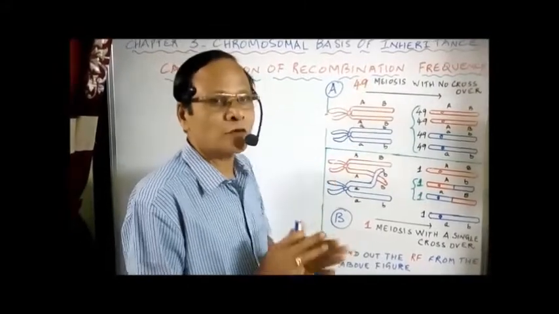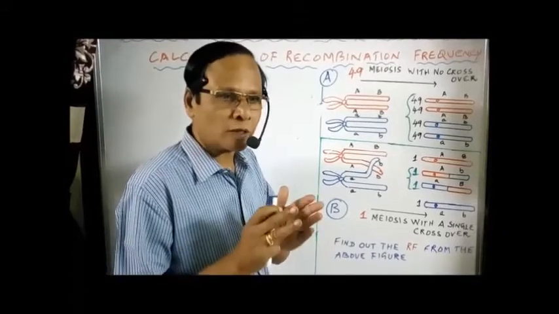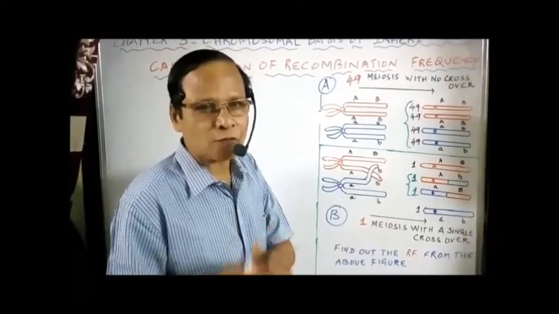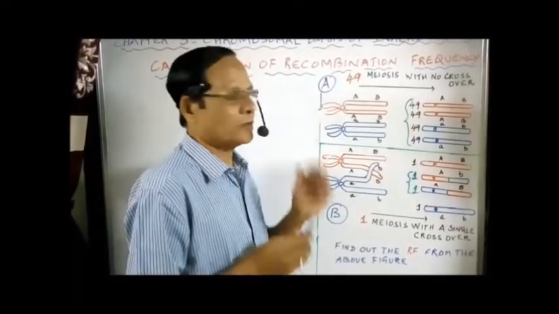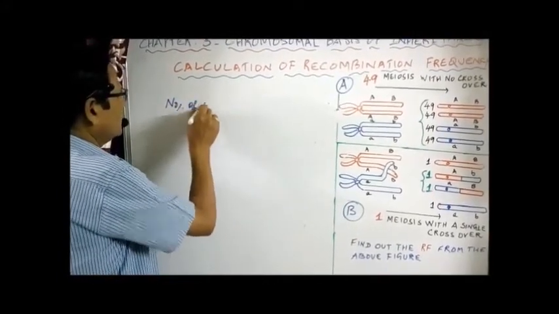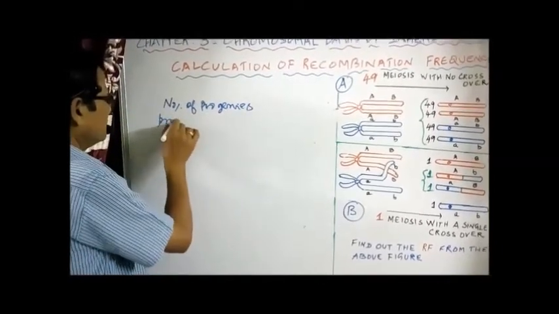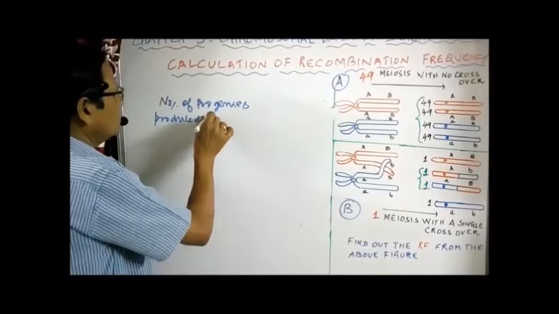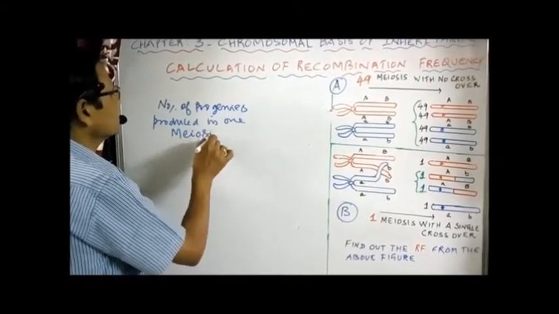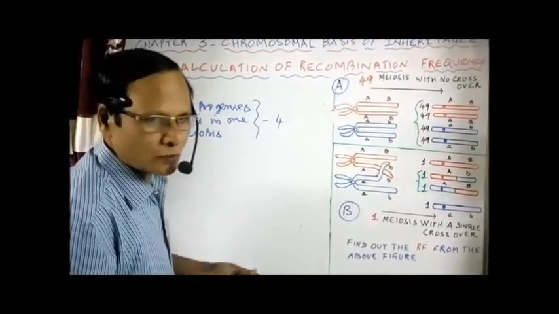But here it is given 49 meiotic divisions. So the total number of progenies, or offsprings, produced because of 49 meiotic divisions is 49 into 4. So the number of progenies produced in one meiosis is equal to 4. You know that 4 sperms are produced during gametogenesis.